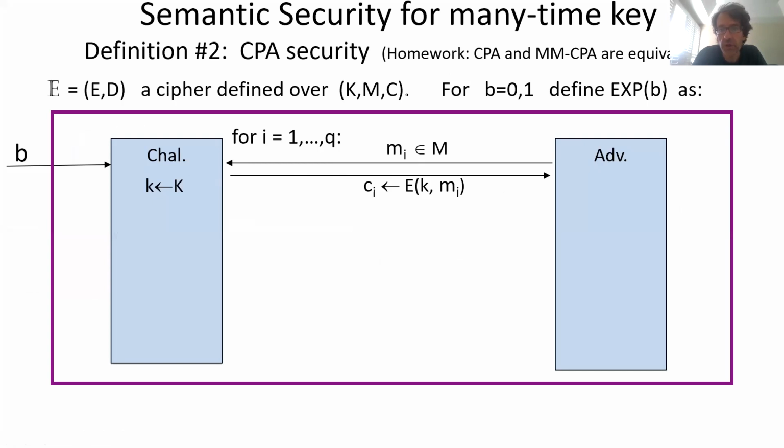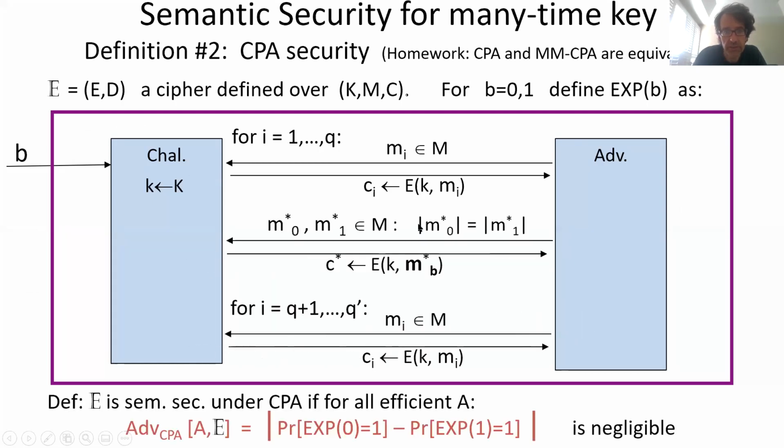Here is the notion of CPA security. Adversary, so let me just bring the whole thing, right? So you have a cipher, an encryption, decryption, key space, message space, ciphertext space. And as in the case of indistinguishability, you have a secret bit and a key is chosen.